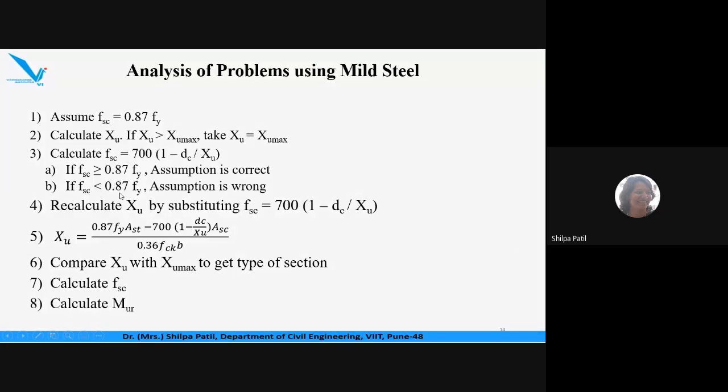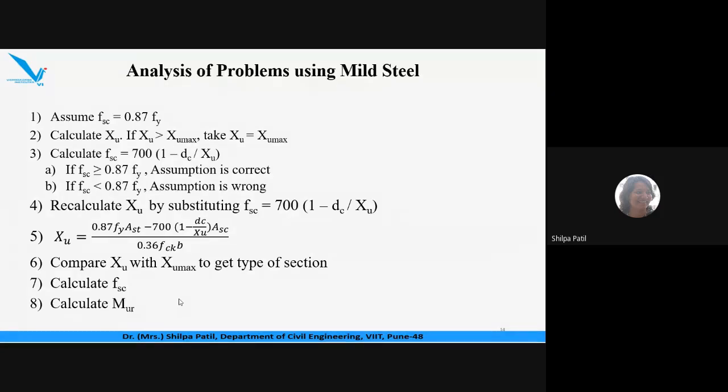If the value is coming less than 0.87 FY, it means our initial assumption is wrong. In that case, we have to recalculate the XU by substituting FSC in terms of XU. So our XU expression will be like this. There are two XU terms in this equation, so we have to simplify it. Obviously, we will get a quadratic equation. We have to solve that quadratic equation and find out XU. Again, we have to compare this XU with XU max to get the type of section here. Once you get XU here, find out again FSC. Once we get the final value of XU and FSC, we can calculate MUR by making use of the equation.